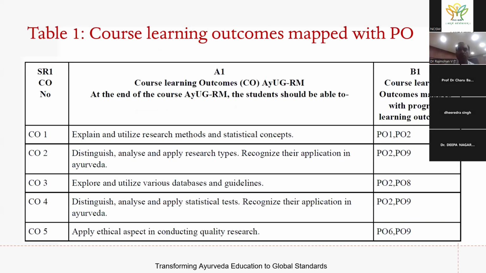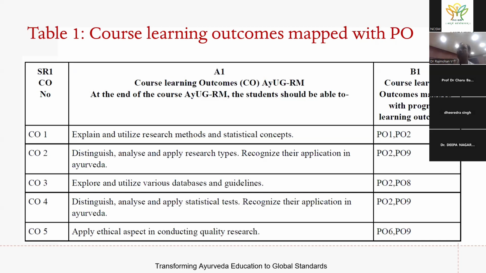So we'll move on to the course learning outcomes mapped with the program objectives. The first one is to explain and utilize research methods and statistical concepts. The main focus is to explain. Whenever we ask a student what a randomized control trial or a clinical trial is, he will be able to understand the term and explain what exactly it is. He should also understand the various types of research methods and explain some of the statistical concepts.